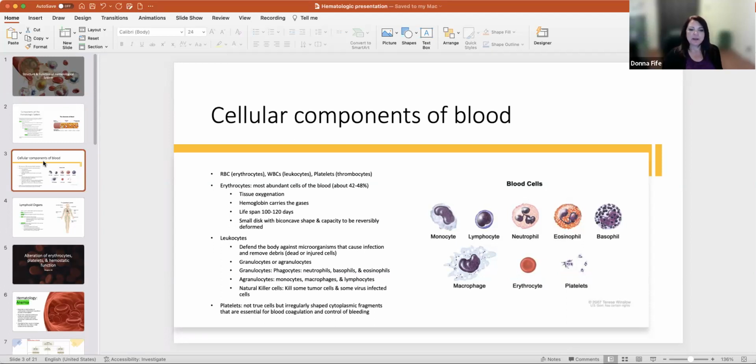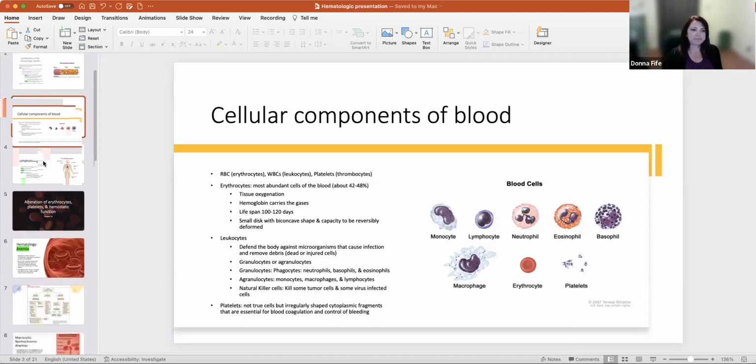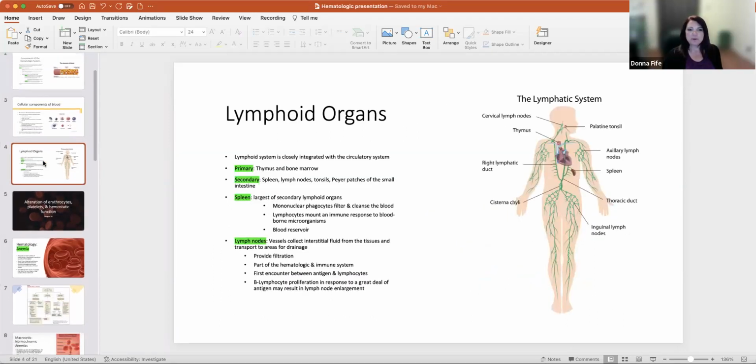Now, platelets are not a true cell, but are regularly shaped cytoplasmic fragments that are essential for blood coagulation and control of bleeding. Lymphoid organs: the lymphoid system is closely integrated with the circulatory system. The primary lymphoid organs are the thymus and bone marrow. Secondary are the spleen, lymph nodes, tonsils, and Peyer's patches of the small intestine.